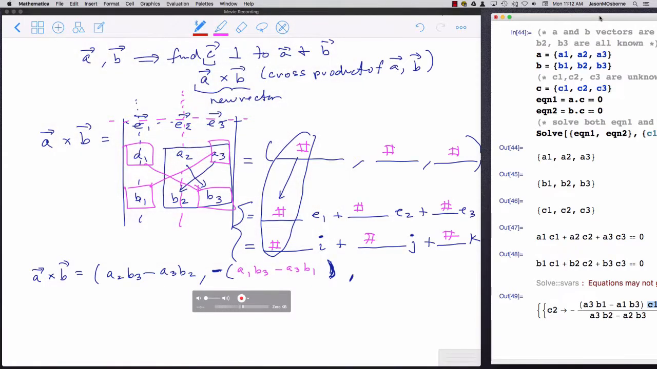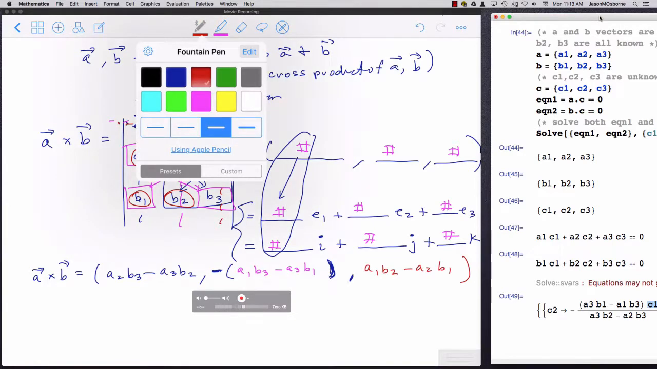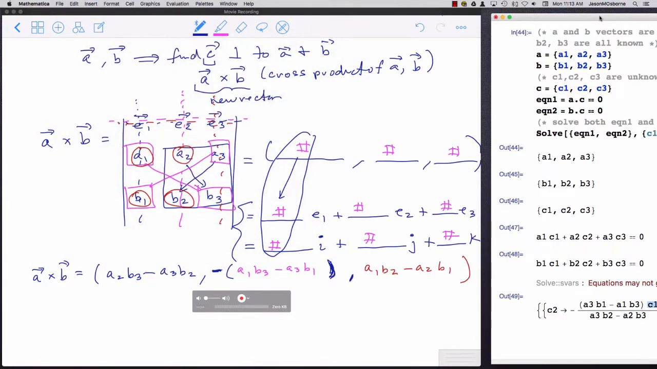The last entry of the vector, I'm going to mark out the last vector E3, and then the numbers I'm going to be looking at are A1, A2, B1, and B2 for this last entry. And you'll multiply in the same way, A1 B2 minus A2 B1. Okay. And this leads you to the same result that we had on the previous page.